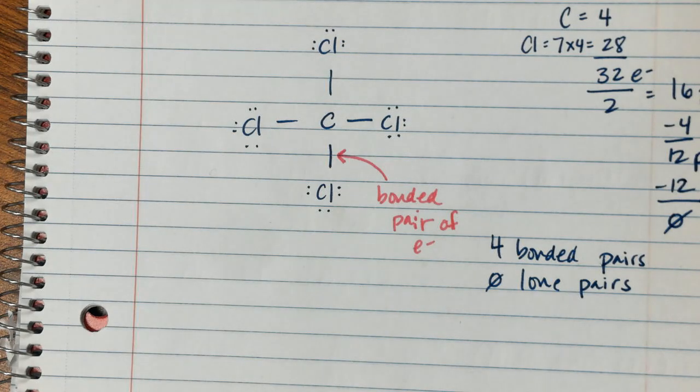Wait, carbon's the central atom, right? Yes. It's in the middle. Why would you have dots? You're going to see in just a minute where someone's sad. Why would they be sad?